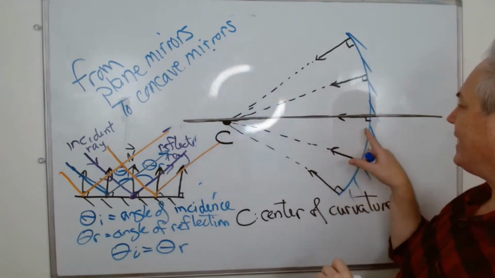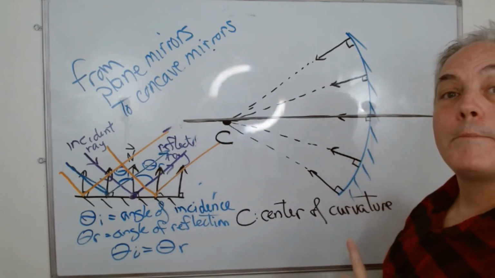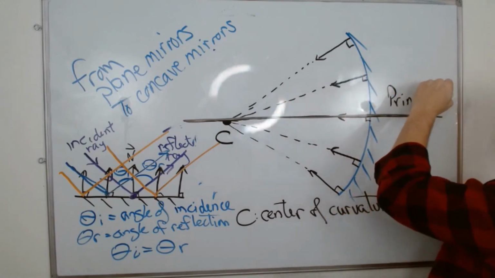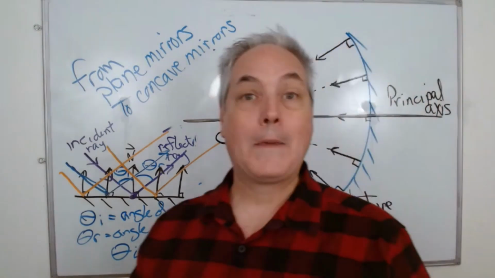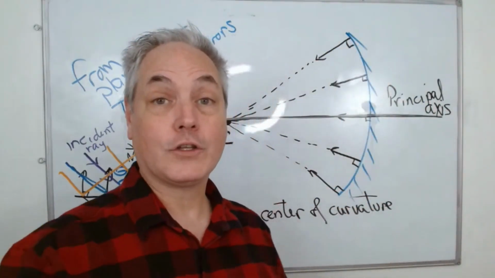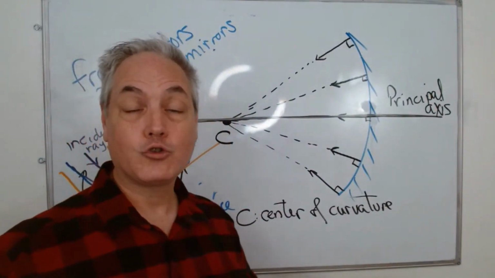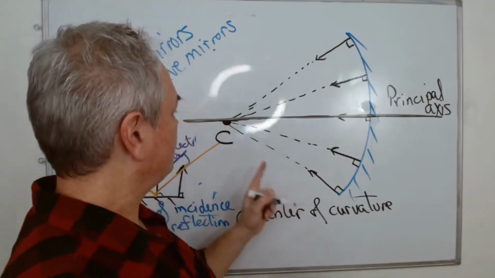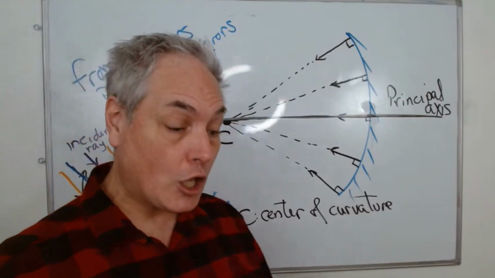Now, when we do optics, we also like to have an axis that goes right in the middle of our mirror, and we call that our principal axis. So here we are building the vocabulary to better understand how concave mirrors work and also how to trace their image.